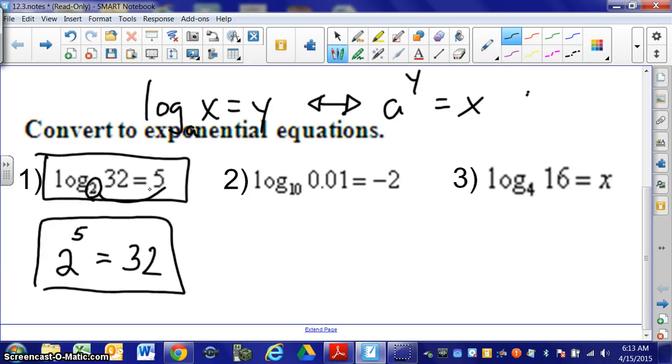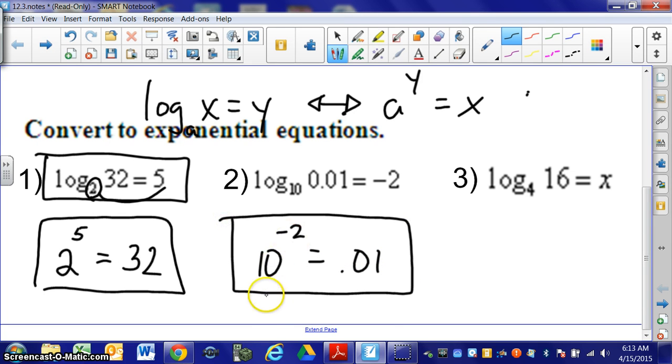Alright, let's look at number 2. Let's see if I can learn how to convert from this logarithmic form into exponential form. Here's my base. Here's the number on the other side. And here's the only number that's going to be left. So this looks like 10 to the negative 2 equals 0.01. Is that true? Yes, it is, because 10 to the negative 2 is 1 over 100. 0.01 is 1/100th, 1 over 100. This is also true. Try on your own to see if you can convert this one into exponential form.